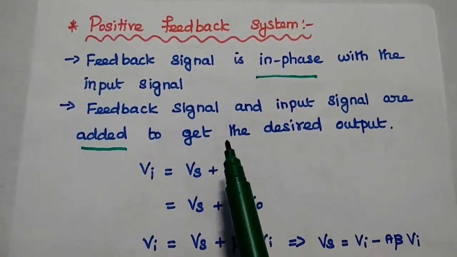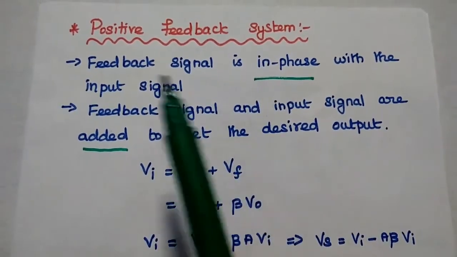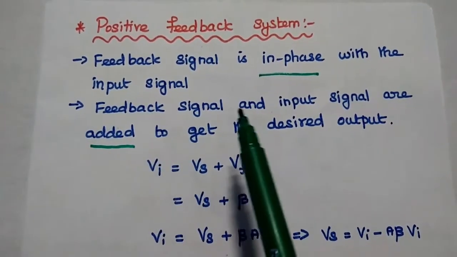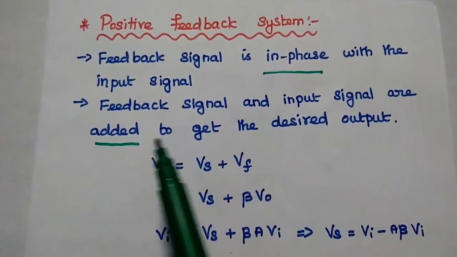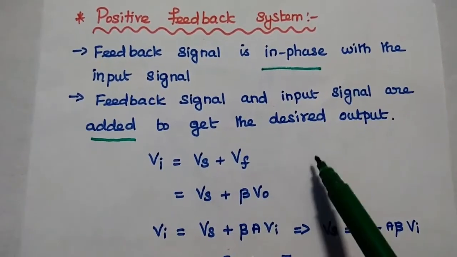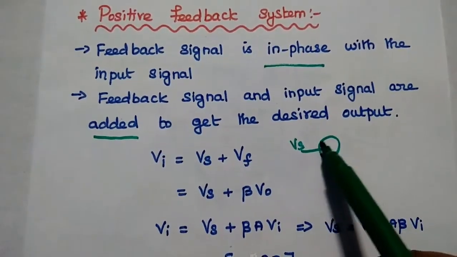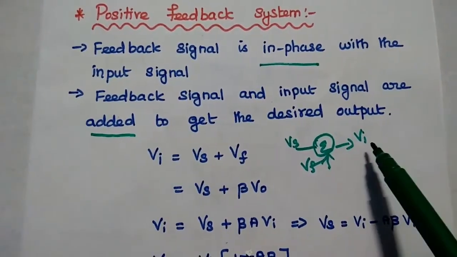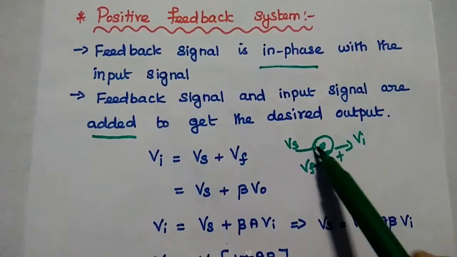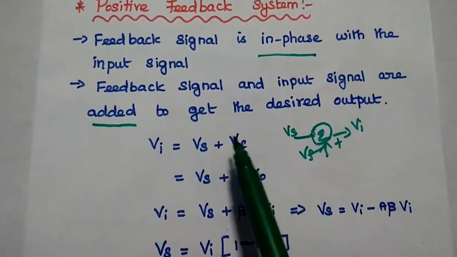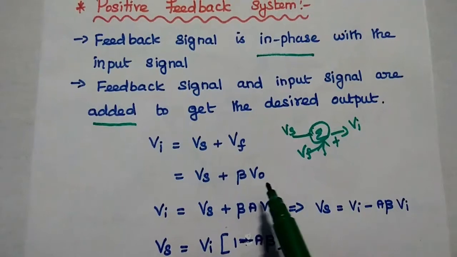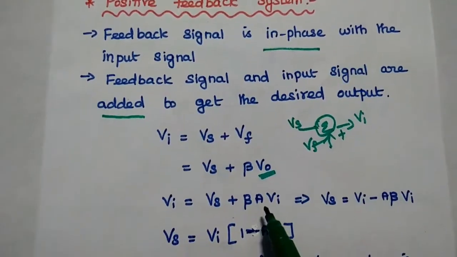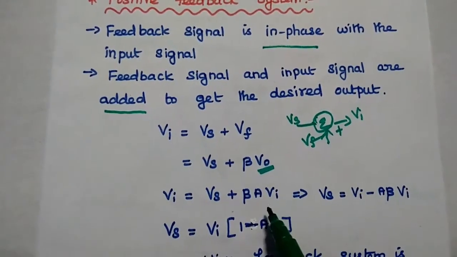As we have already discussed, in positive feedback system, the feedback signal is in phase with the input signal. Here the feedback signal and the input signal both are added to get the desired output. So here we are going to add the source input signal with the feedback signal to get the input to this amplifier. So Vi is equal to what? Vs plus Vf, and then we can replace this Vf with the term beta into V0 from the second equation, okay? Then we can replace this V0 with the value A into Vi based on that first equation.